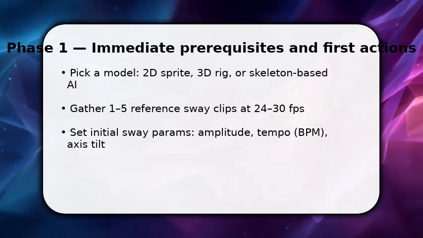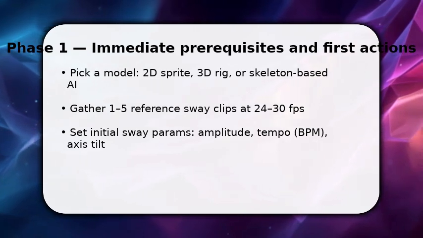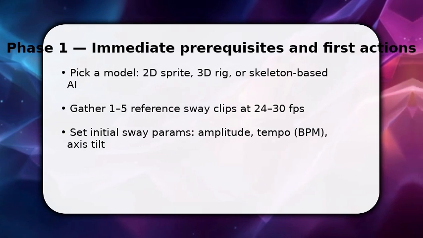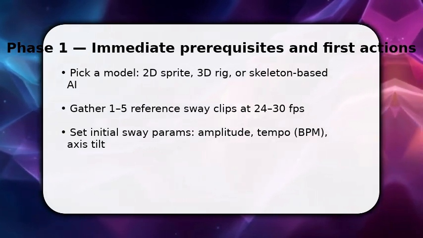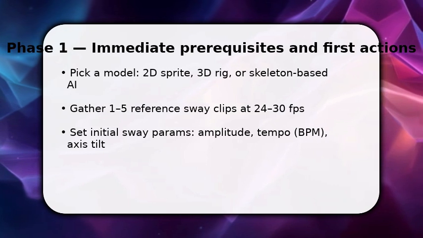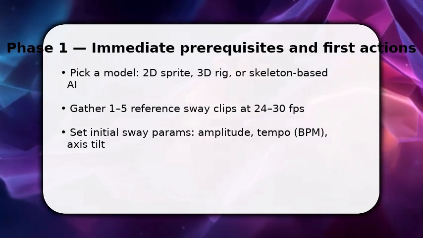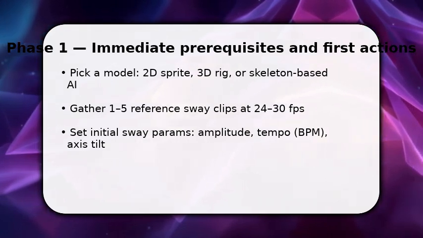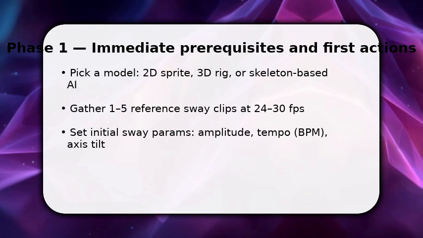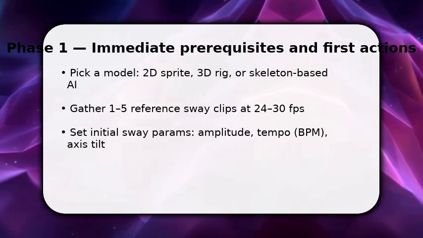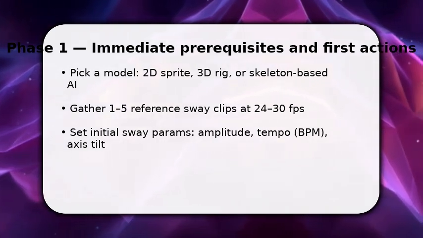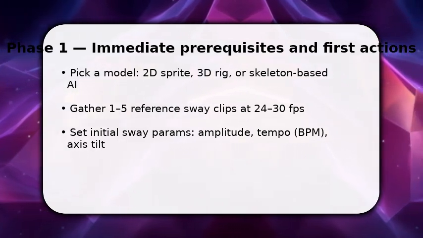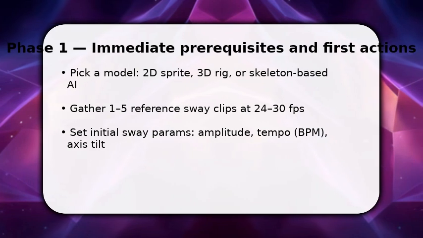You begin by preparing essential assets and creating the first motion. Choose whether you use a 2D sprite, a 3D rig, or a skeleton-based AI model, because that choice drives your pipeline. Once chosen, import 1.5 reference sway clips at 2430 fps and mark key poses. Next, set initial sway parameters, amplitude, tempo in BPM, and axis tilt. Then run a short synthesis pass so you can see a raw result immediately and iterate from there.